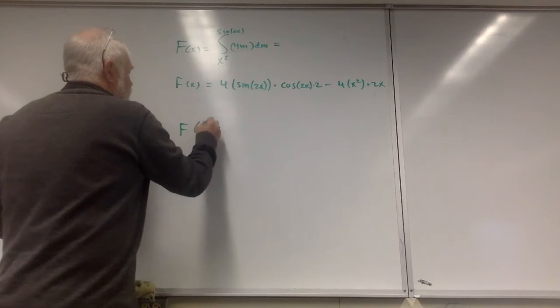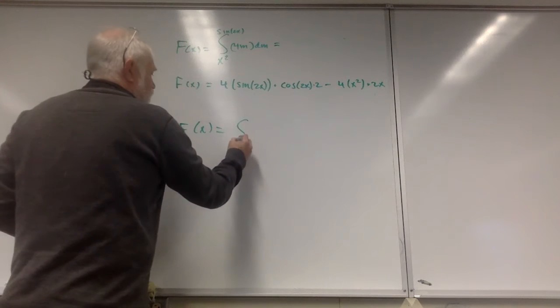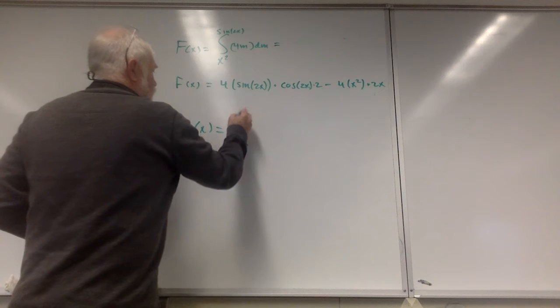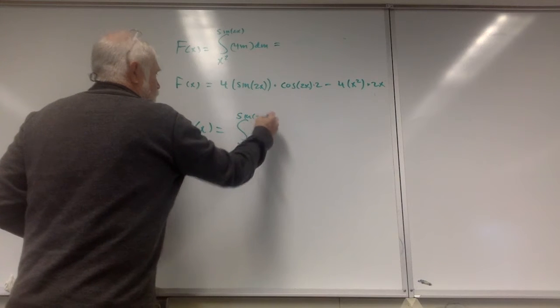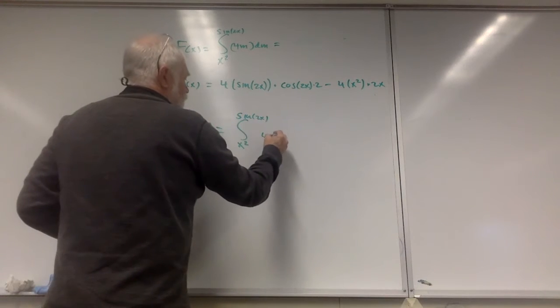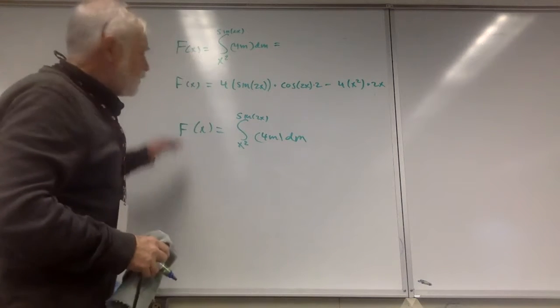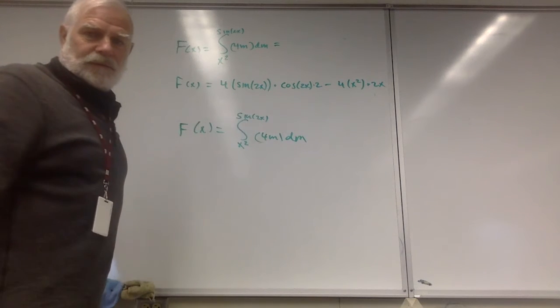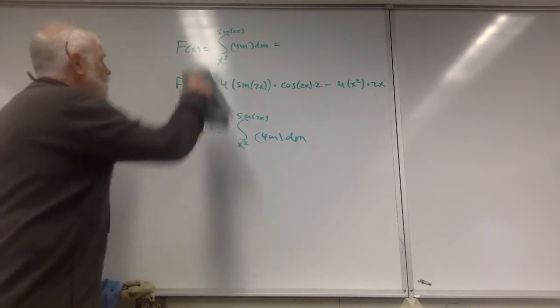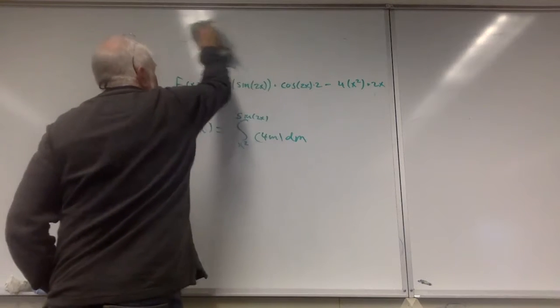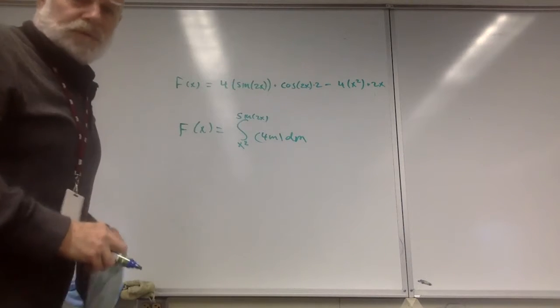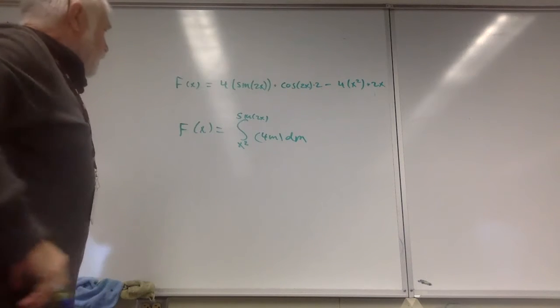So f of x was the x squared sine 2x, and it was 4m dm, and that was your answer here. Okay, hopefully you can see that well enough now. And then I'll try to find a better place in the room to do this work. All right.